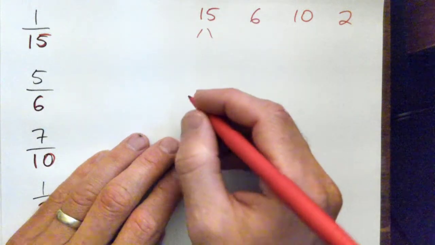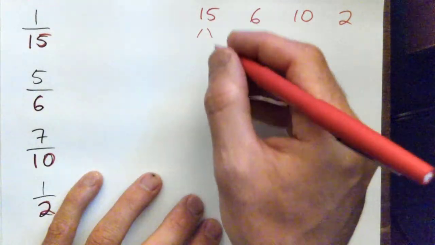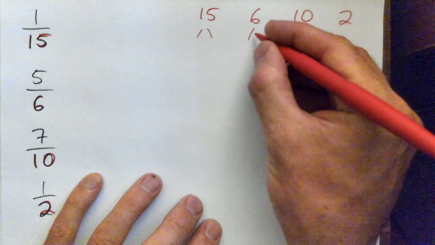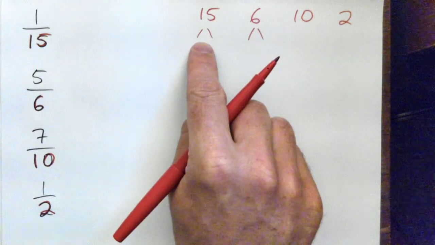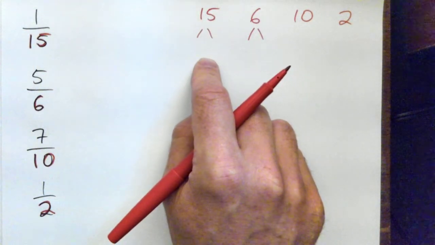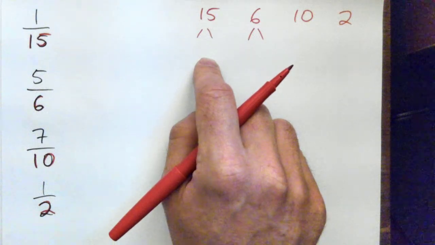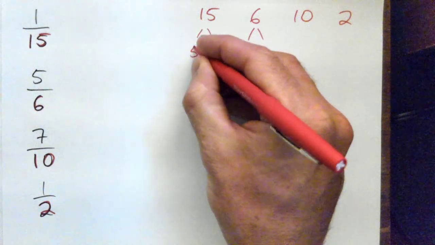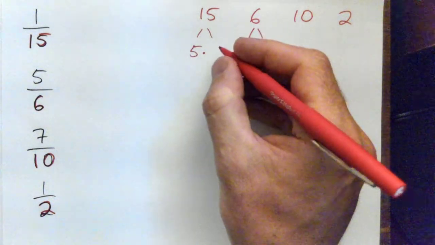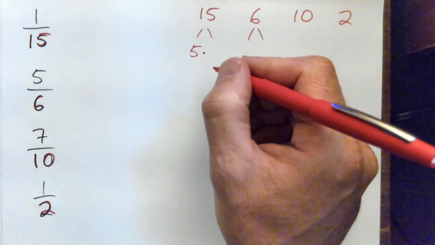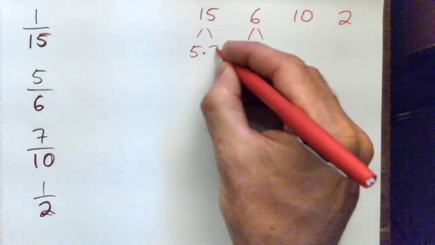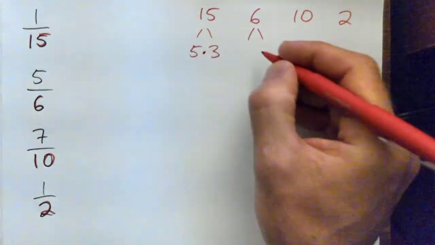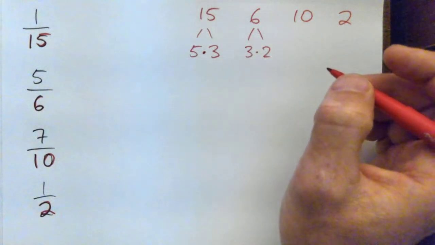So 15 is what times what? Give me a couple of factors. Give me two numbers that multiply to give 15. 5 times what gives 15? 5 times 3. Good. And then 6: two numbers that multiply to 6? 3 times 2. Good. Perfect.